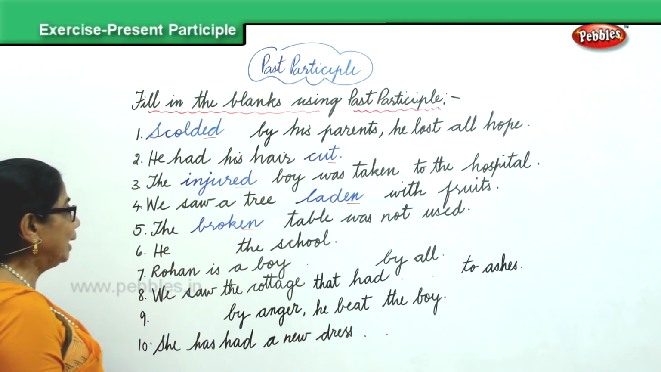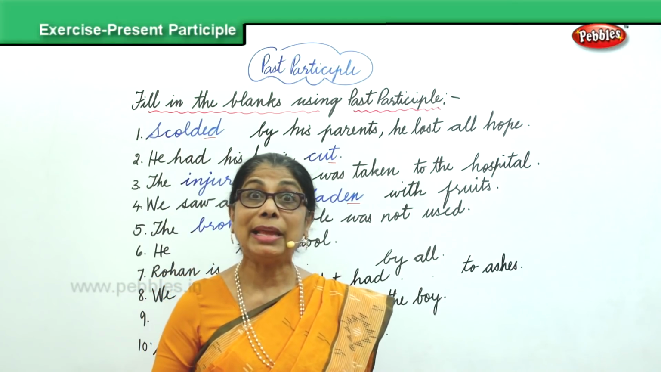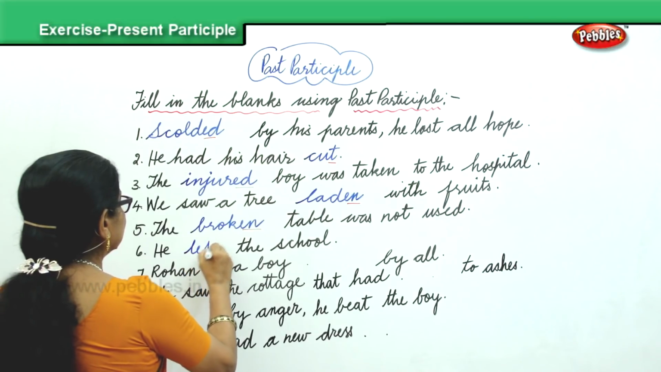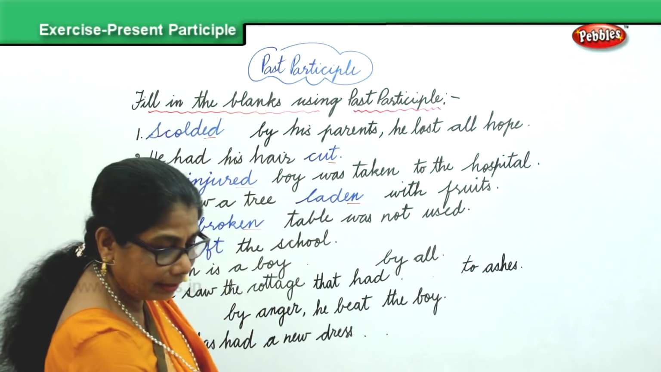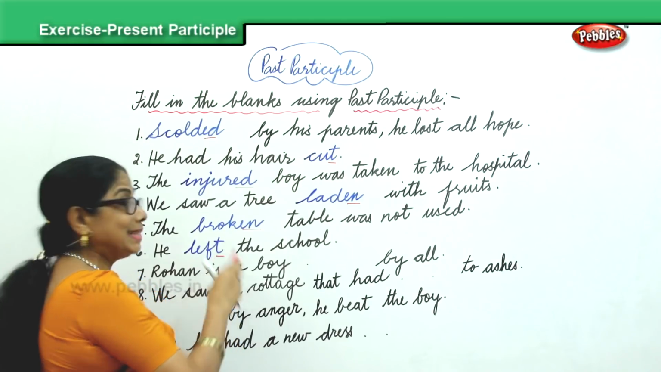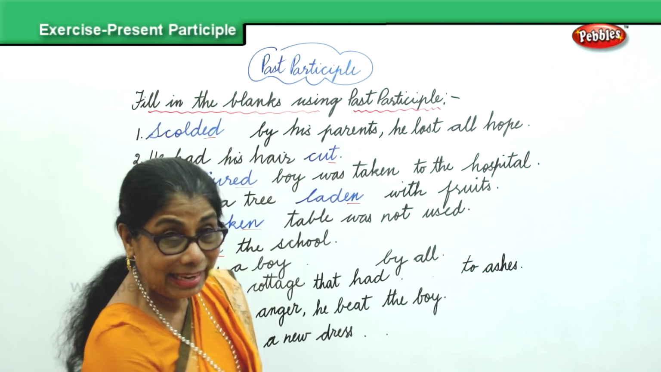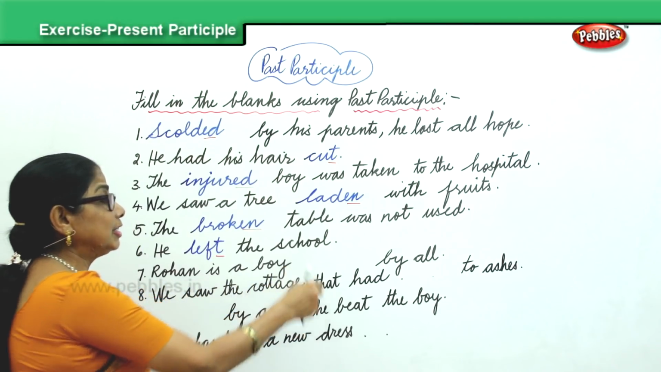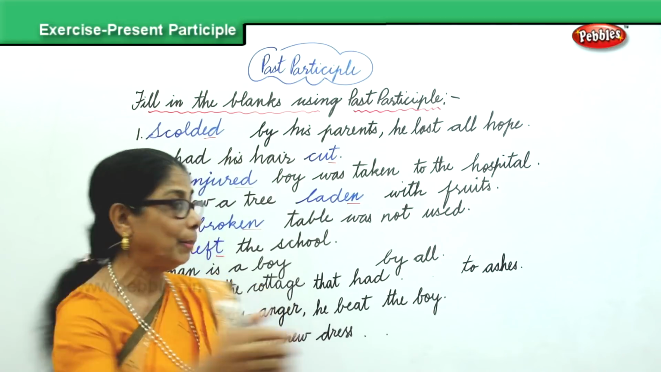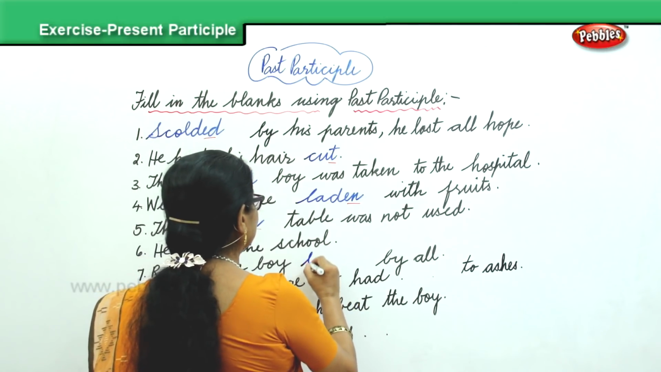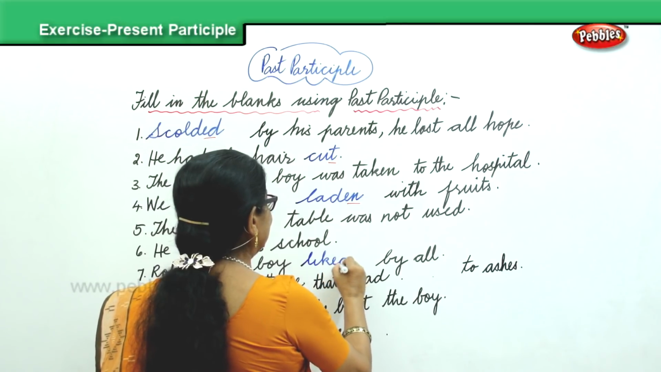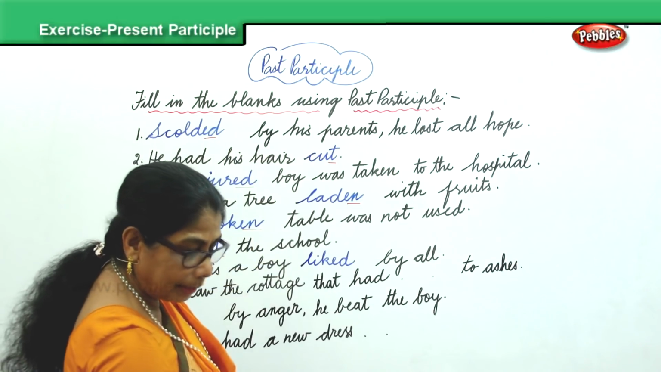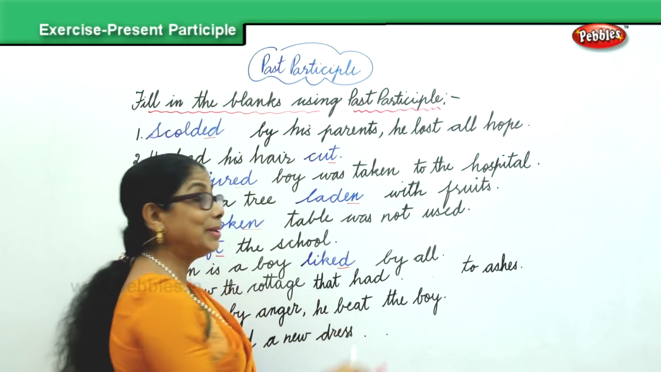Then the sixth one, he dashed the school. He left the school. Here the verb ends in T. Rohan is a boy dashed by all. Good. Liked by all. Liked ends in ED, like the first one.